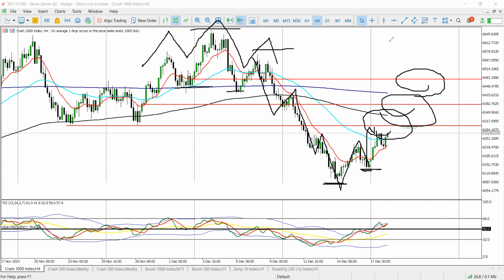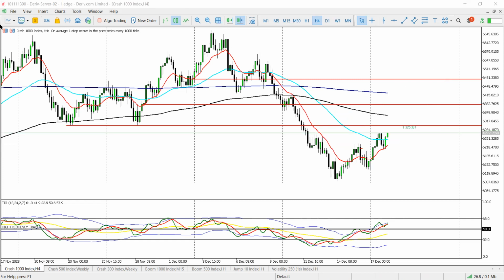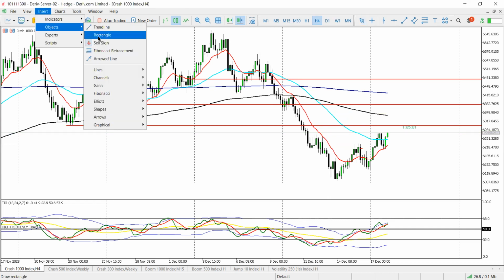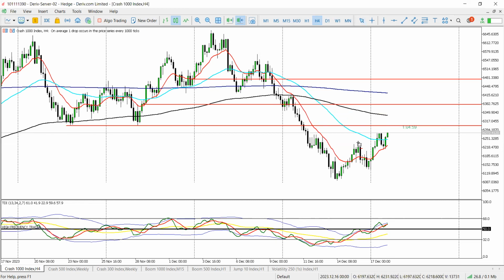So all we have to do is stalk this price, keep following it, and see what it wants to give us. All right, so this is our 4-hour chart. On the 4-hour, currently we are bullish. So remember, on the crash we always sell, so I won't be looking for any buy signals.